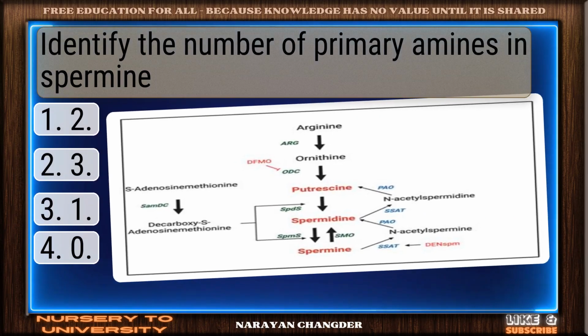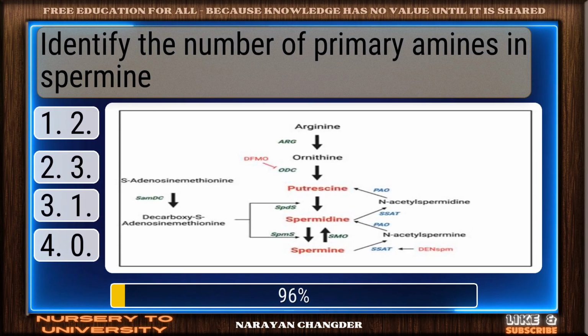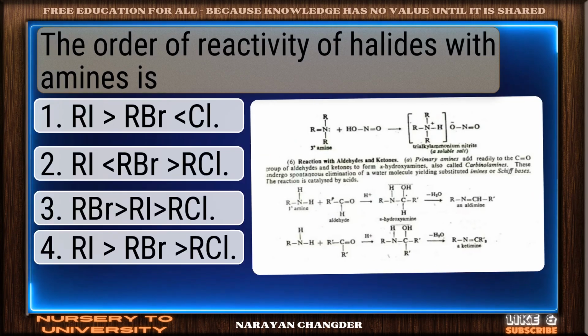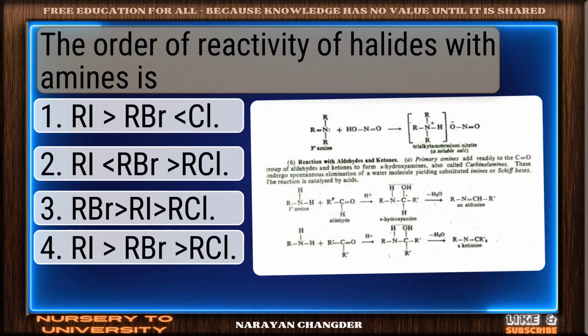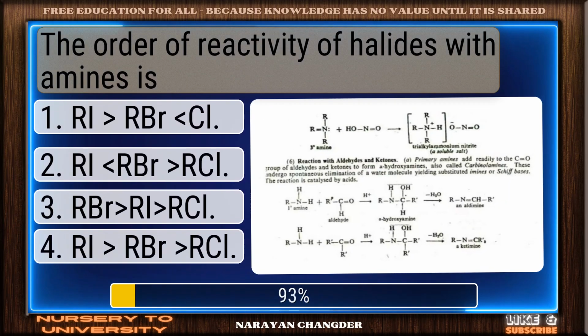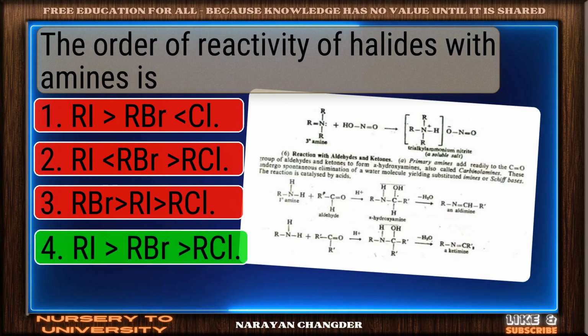Identify the number of primary amines in spermine. Smart pick. 2 is the correct choice. The order of reactivity of halides with amines is... Solid response. Right order is a valid choice.